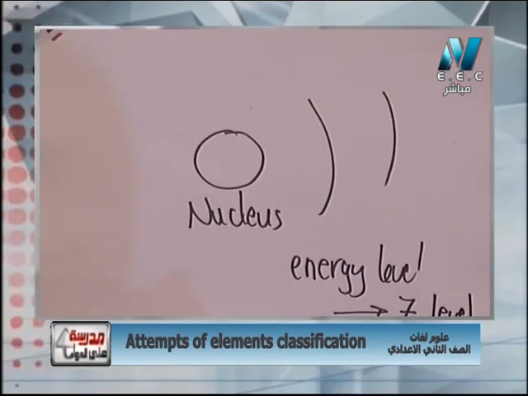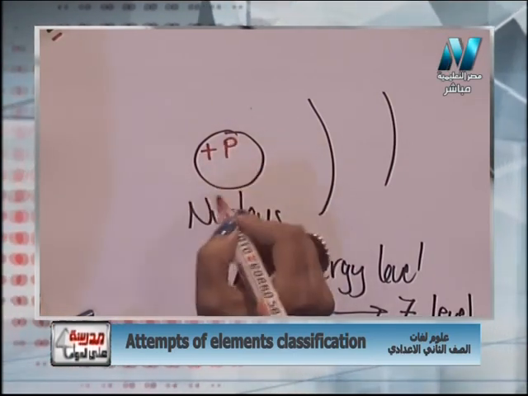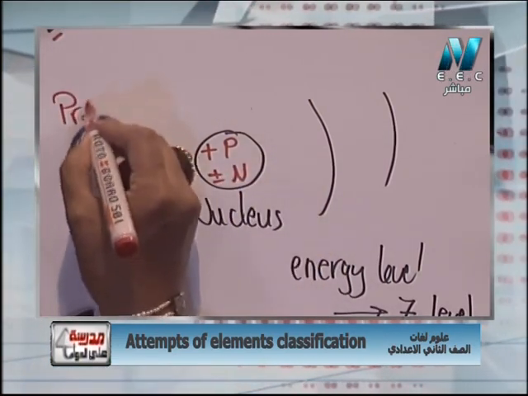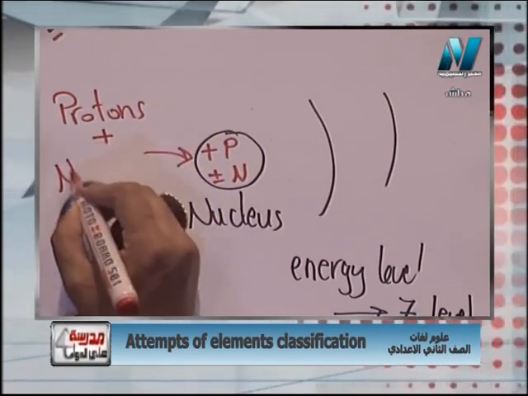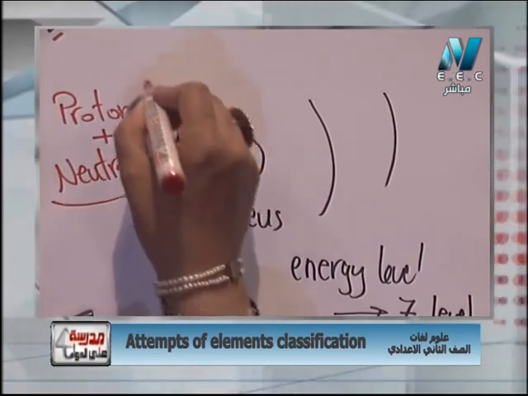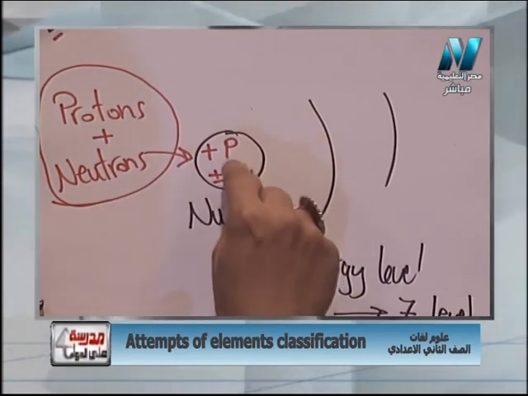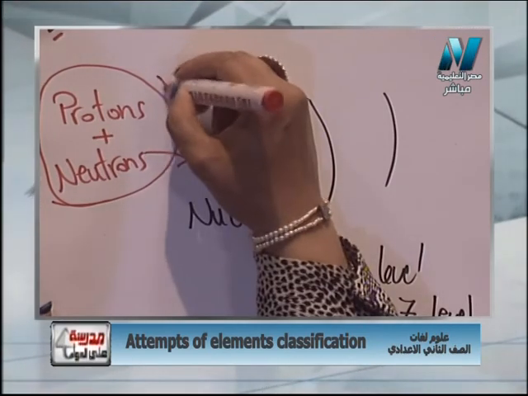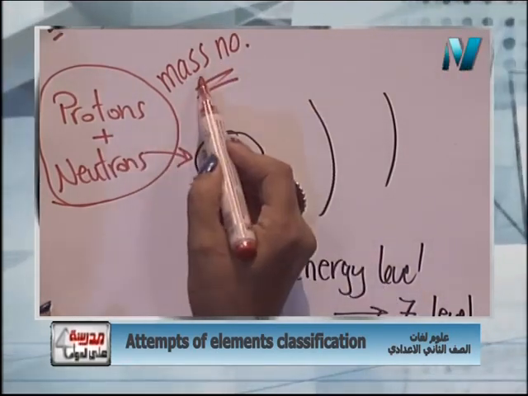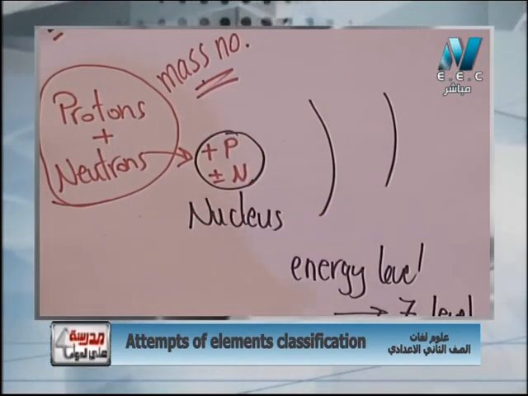Inside the nucleus we will find what? We will find positive protons and non-charged neutrons. So here inside I have protons plus neutrons. Let's remember what we call both of them together, the protons and the neutrons found inside the nucleus. They are called the mass number. So what's the mass number? It is the number of protons and neutrons inside the nucleus.